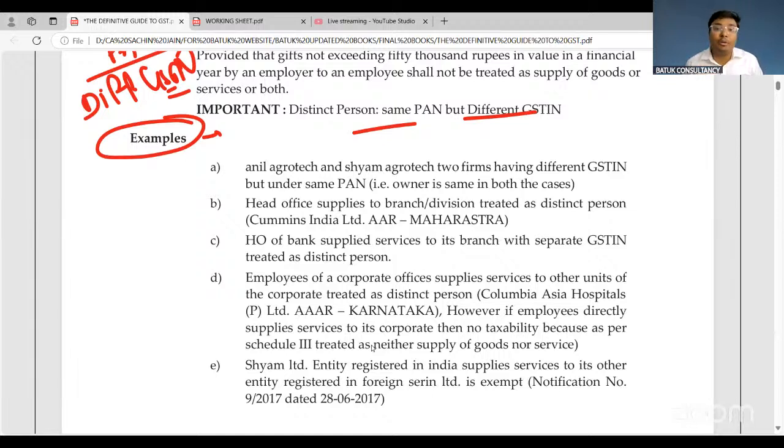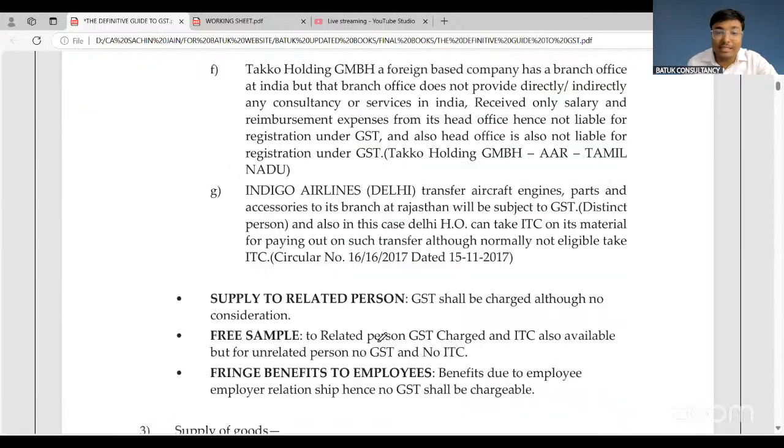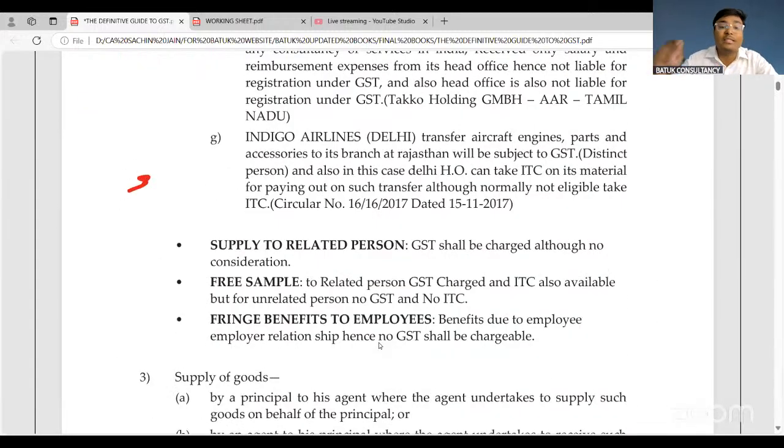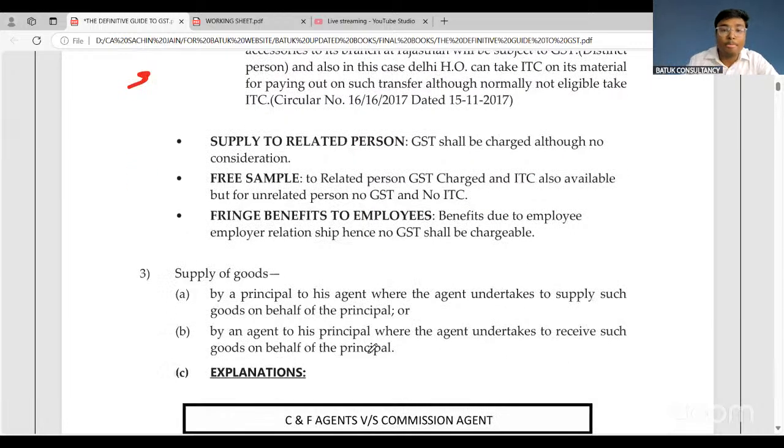And for your kind information, in this specific book, the examples which we have covered are completely based on multiple AAR authority, AAAR authority, and High Court decisions. So that through the example analysis, you can easily go through the case studies as well. So these are the case studies which are pending for you and you just need to go through them.